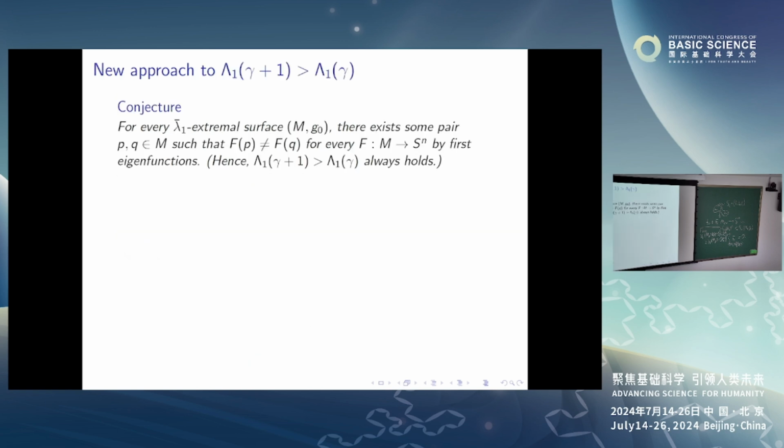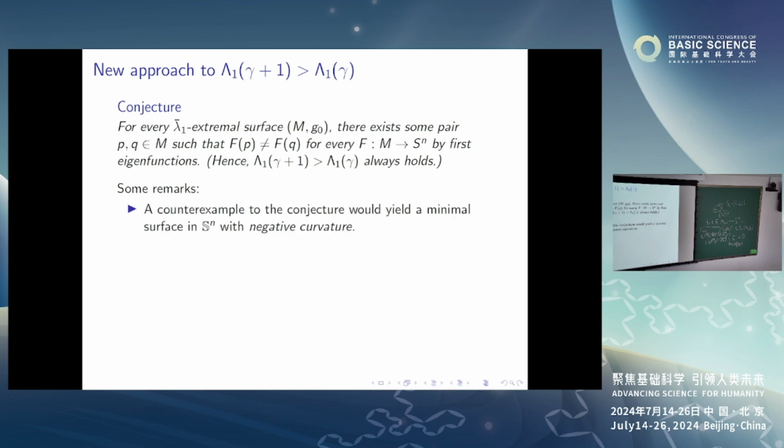So we conjecture that for every lambda 1 bar extremal surface, so a minimal surface by first eigenfunctions in the sphere, there will exist some pair of points which are not identified by any eigenmap. Okay? And if that's true, then it follows from this machine that this strict inequality always holds, and therefore the existence theory always goes through. Okay? So let me share a little evidence in favor of this.